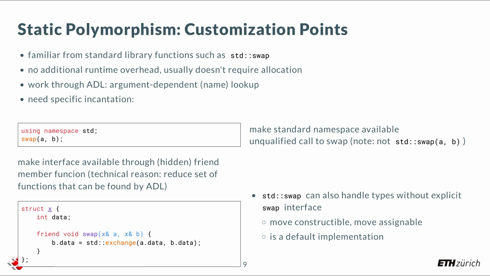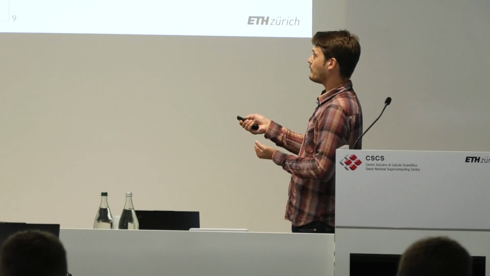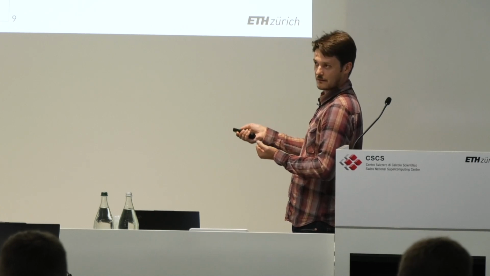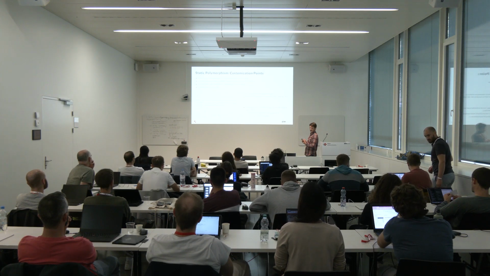And the way you would then customize your type for this interface is to add a friend function into your struct, which has the same name, swap, and does whatever you need to do. Here it just swaps the data member. And once you've done it, your generic algorithm can use swap for your type because you've customized it. But this one will call this one through ADL. Does it make sense? Yeah, okay.